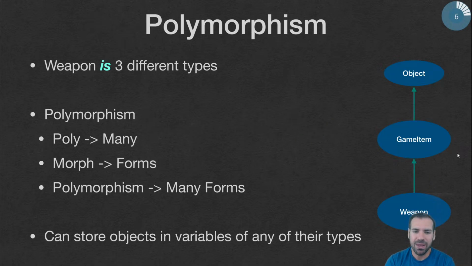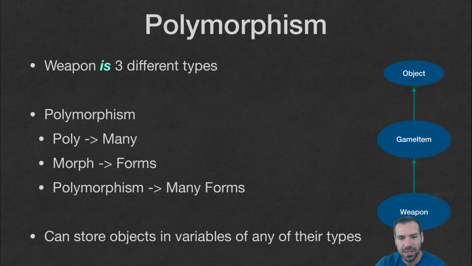That's more important in the fall and spring semesters. We have interviews, so I go on this big long explanation, like when you're in your interview and you get asked, what's polymorphism? It's the difference between the type of the object and the type of the variable. Period. Everything else is inheritance. So since a weapon is 3 different types, it can be stored in variables of all 3 different types. We can store a weapon in variables of type weapon, variables of type game item, and variables of type object.